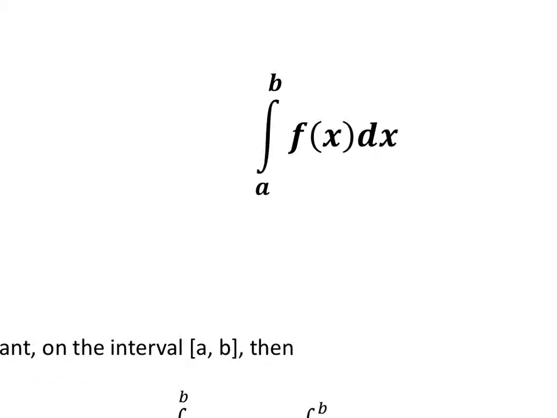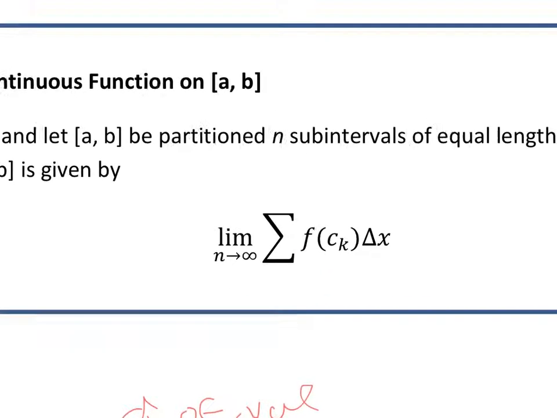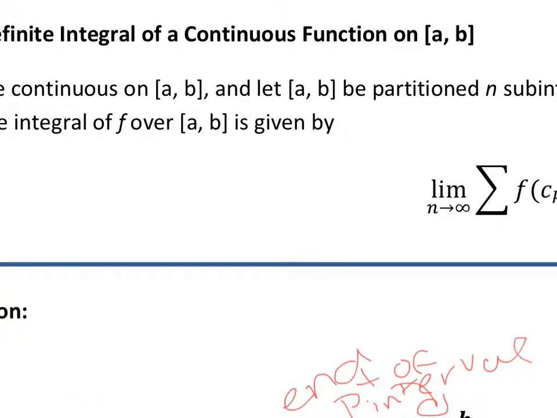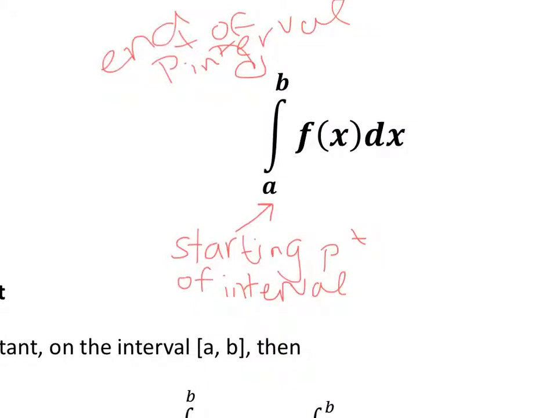Okay, so we're going to start with our endpoints. Your a and your b represent your starting point of the interval, and b represents the ending point, or the endpoint, of your interval. If you think about the definition, we said you're dealing with this interval a to b. That shows up in your notation as the bounds of your integral.